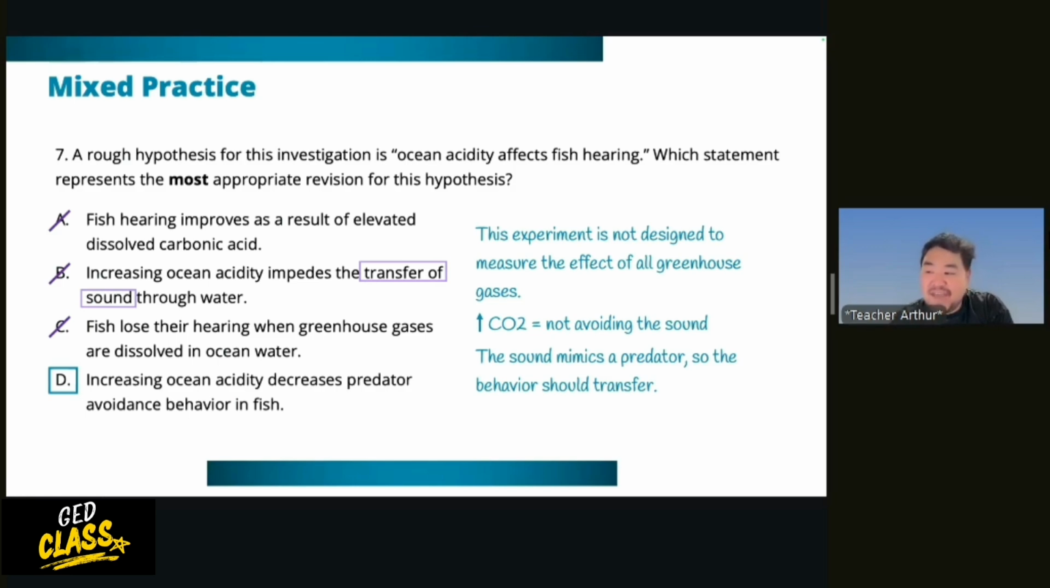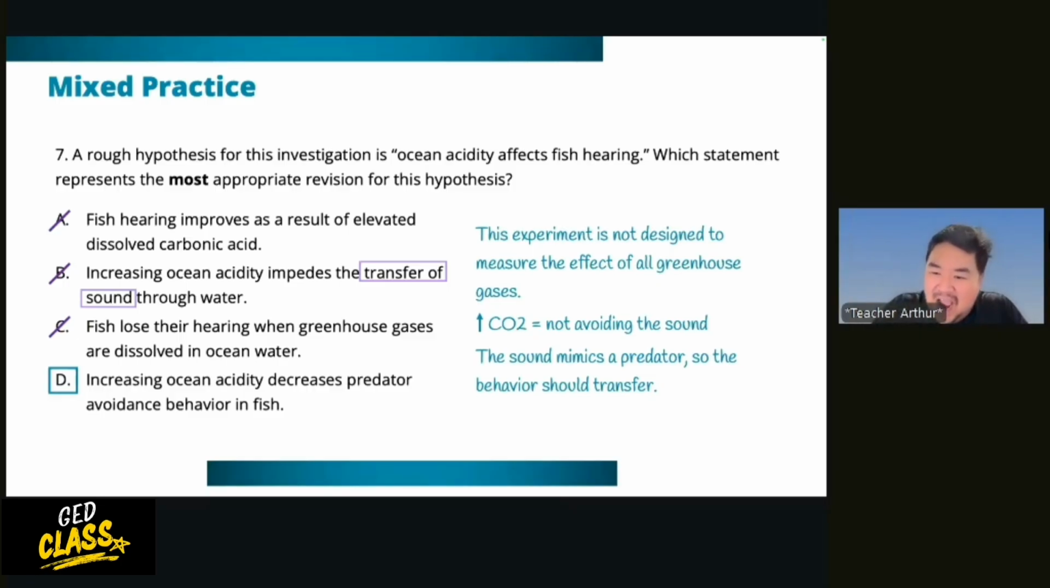Remember, we want to fix the hypothesis. We want to revise the hypothesis. The hypothesis was acidity affects fish hearing. And if you see what Kaya said, I hope I pronounced your name right, answer choice C is wrong because it's too broad, right? Greenhouse gases are dissolved in the ocean. Did the passage talk about greenhouse gases? No, they talked about one type of gas, CO2, but they didn't talk about greenhouse gases in general. Oh no, any greenhouse gas is going to destroy the fish. That's not the hypothesis here, right? The hypothesis was about CO2. Answer choice D is your correct answer for this one.